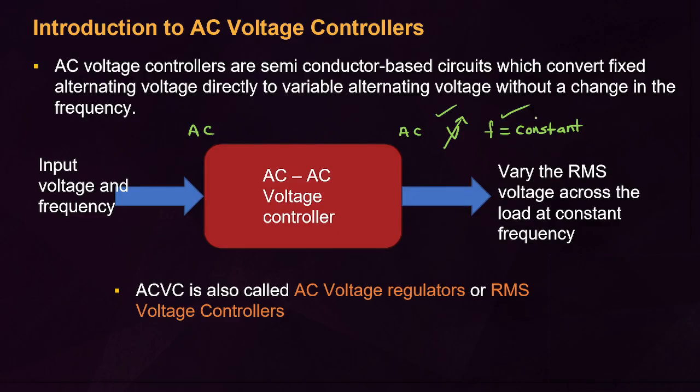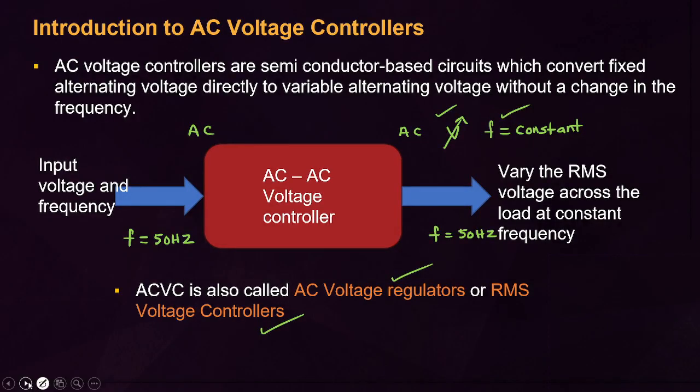What do you mean by frequency is constant? For example, if input frequency is 50 Hz, then output frequency is also 50 Hz in an AC voltage controller. That is, frequency remains constant, only voltage is controlled. AC voltage controllers are also called AC voltage regulators or RMS voltage controllers.